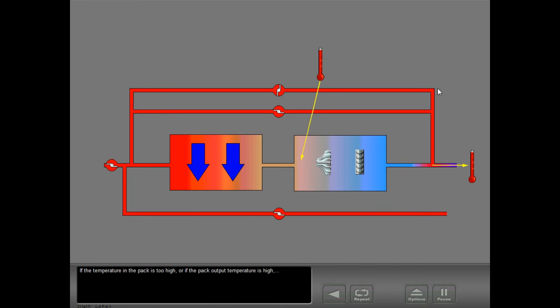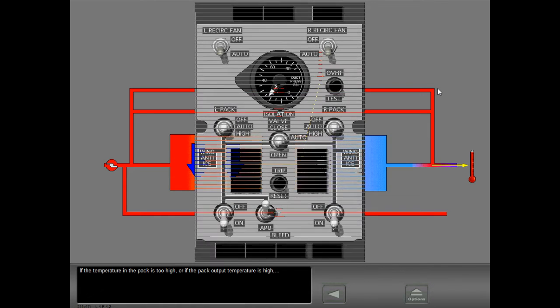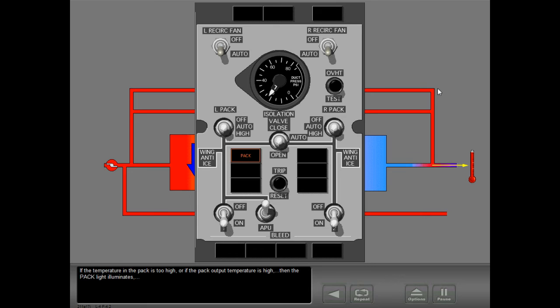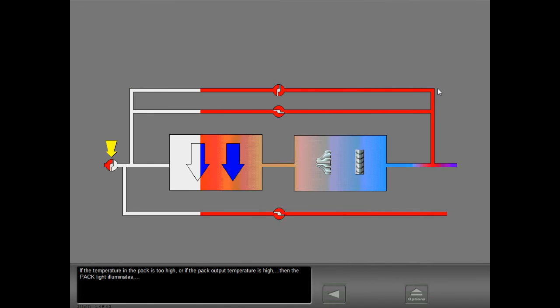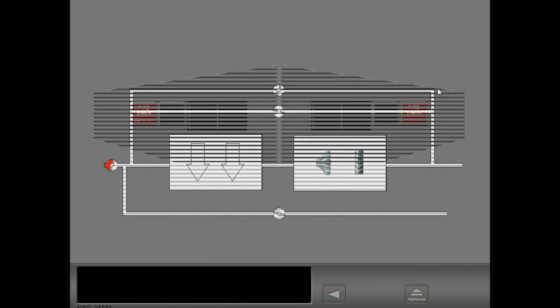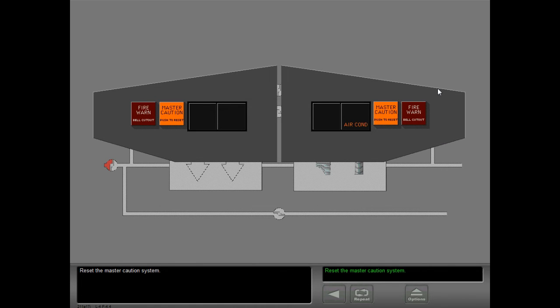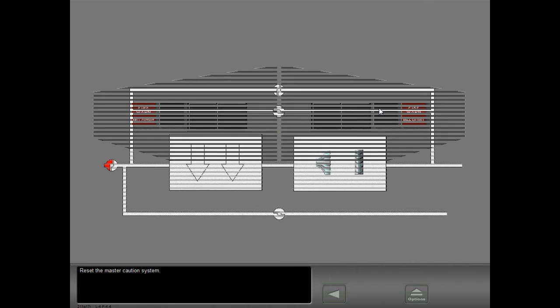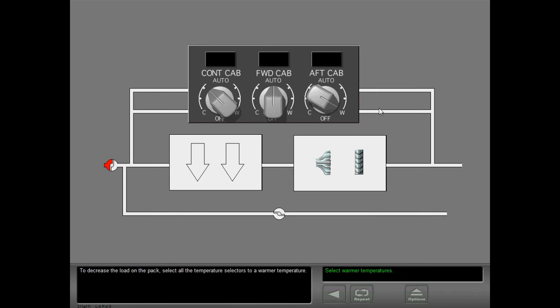If the temperature in the pack is too high, or if the pack output temperature is high, then the pack light illuminates and the related pack valve closes. Reset the master caution system. To decrease the load on the pack, select all the temperature selectors to a warmer temperature.